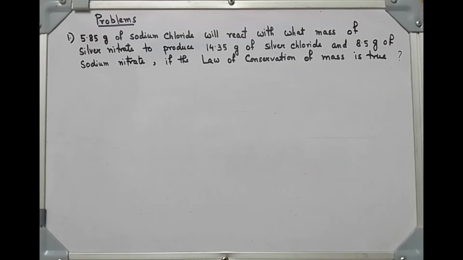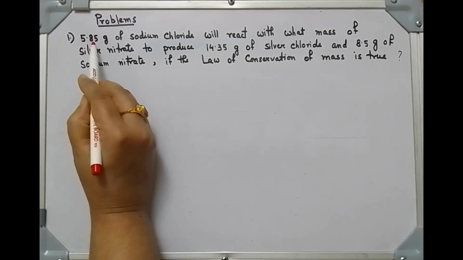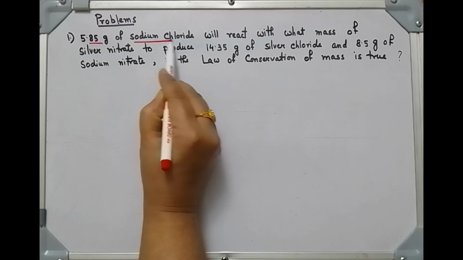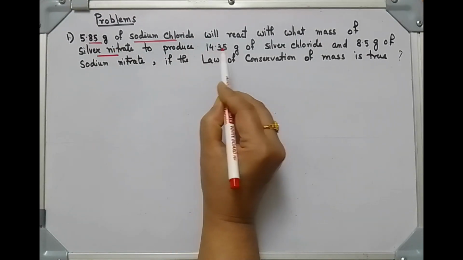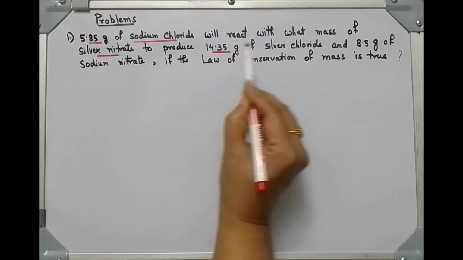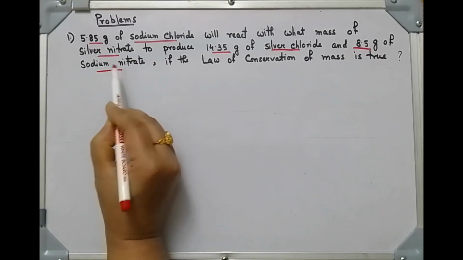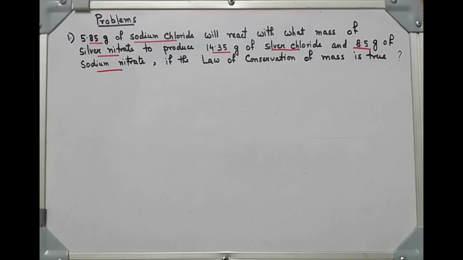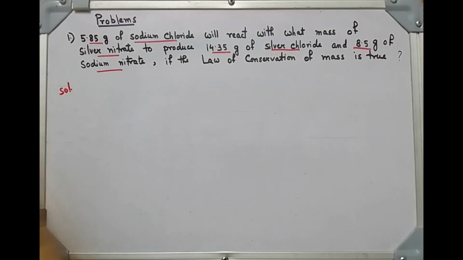Now we will solve some problems on this law. Number 1. 5.85 grams of sodium chloride will react with what mass of silver nitrate to produce 14.35 grams of silver chloride and 8.5 grams of sodium nitrate, if the law of conservation of mass is true. Now first, what do we have to write? We have to write the chemical equation for this reaction.